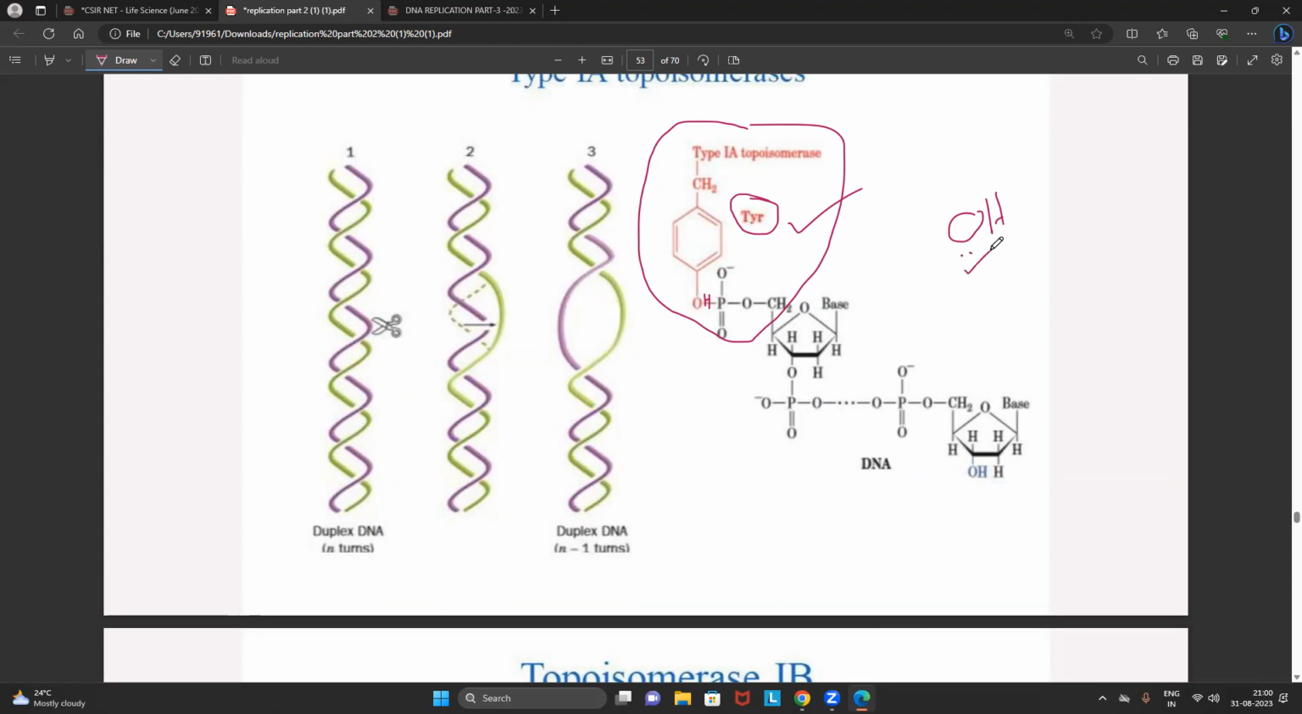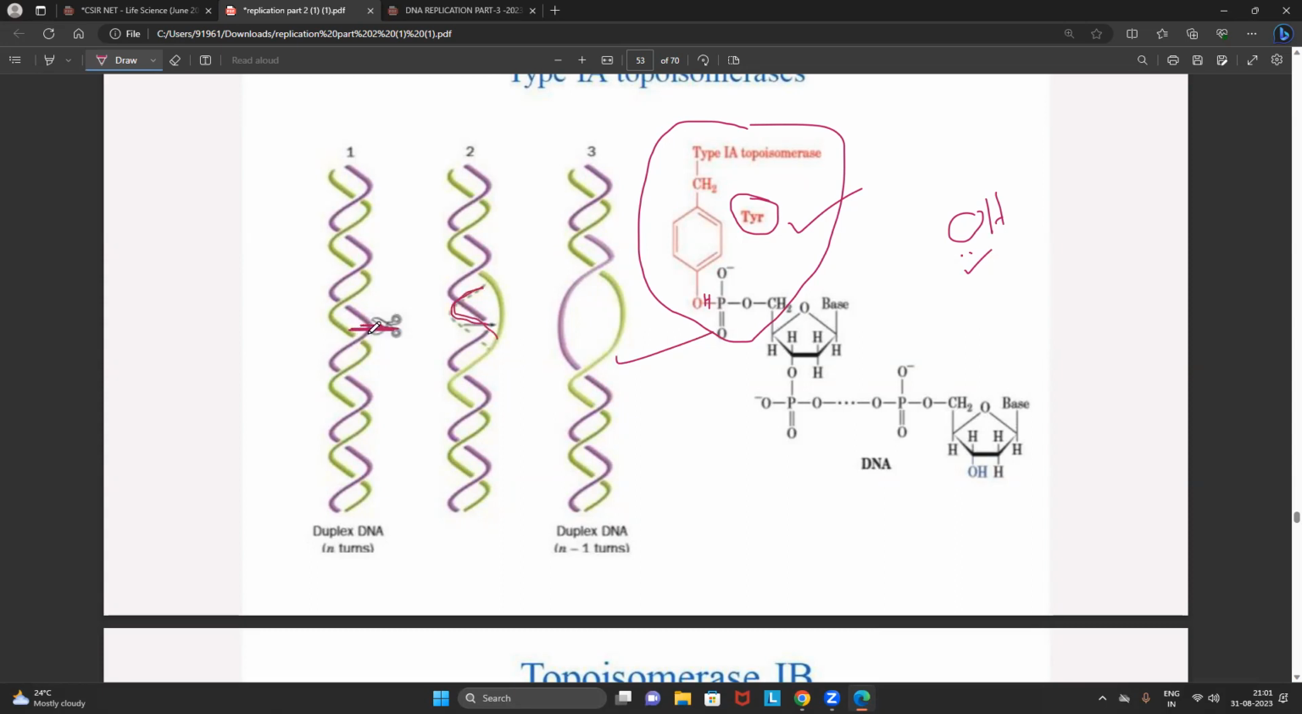It is acting as what? Nucleophile. Now look into this, that nucleophile will come and cut the single strand. You can see that. The moment it cuts the single strand, which strand got cut? The purple colour strand got cut. Through the gap, the green colour strand is moving. See the arrow, see the red colour, whatever I'm drawing. Through that gap, the green colour strand will move. You can see that the coiling got removed.